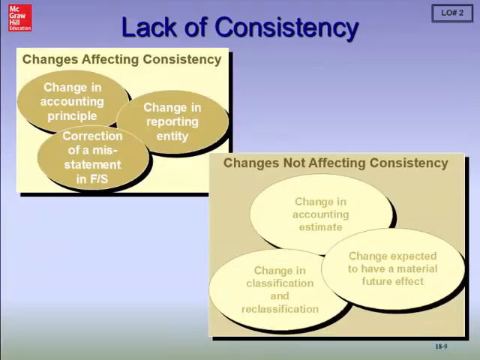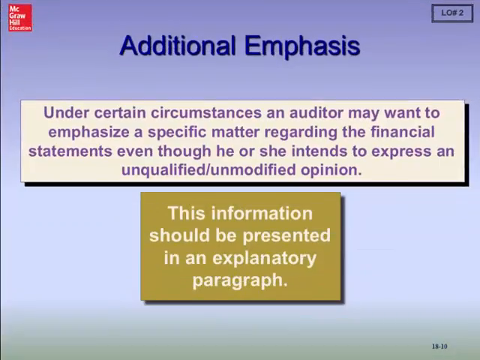In your intermediate accounting class, you talk about changes in accounting principles. Say you're going from LIFO to FIFO, or average cost to FIFO, or changes in reporting entities, or correction of a misstatement. These are going to be added as an emphasis of a matter in the audit report. We would not be making any comments in the audit report related to changes in accounting estimates, changes that have a material effect for future events, or changes in classification or reclassification.